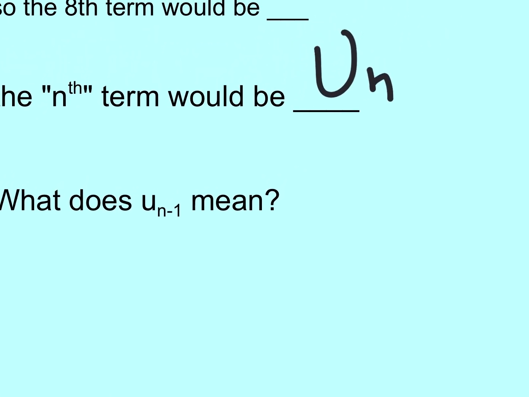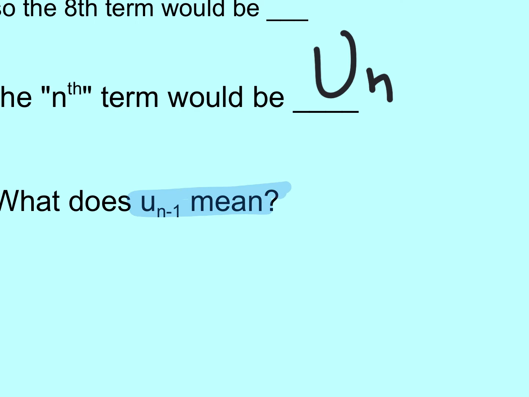I've already said this multiple times. Let's see if anybody's caught it. So what does U sub n minus 1 mean? Whatever the number is defined by the term before it. The term in front. Or term before, I like it.